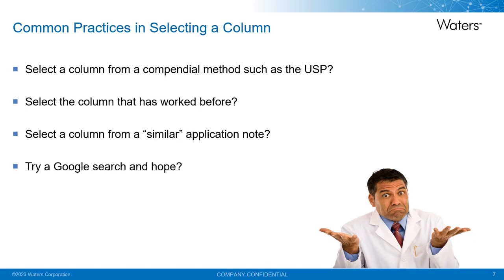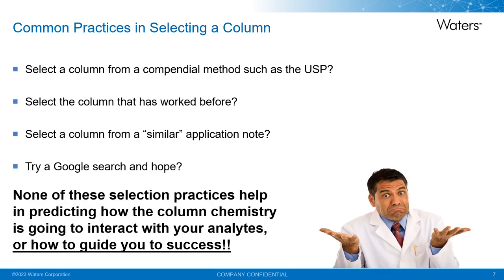There are many ways a scientist will select a column, and some common practices in selecting a column could be that it's a column that is cited in a compendial method, such as the USP. Maybe you have a favorite column that you use that's worked before. Maybe you select a column from a similar type of application note, or maybe you even try a Google search and just hope for the best. Unfortunately, none of these selection practices really help in predicting how a column chemistry is going to interact with your analytes or how to guide you to success.